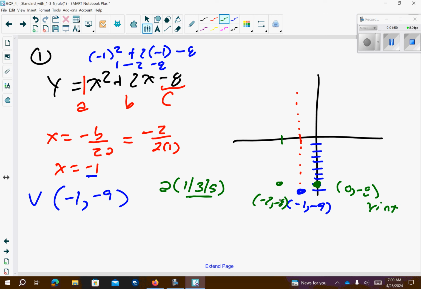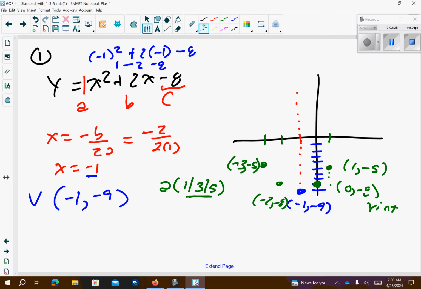And then we're going to go up 3. So right 1, up 3. Left 1, up 3. And so that's going to give me 1, negative 5. And that's going to give me negative 3, negative 5. And then we can go up one more.